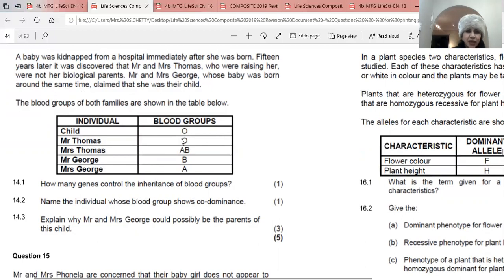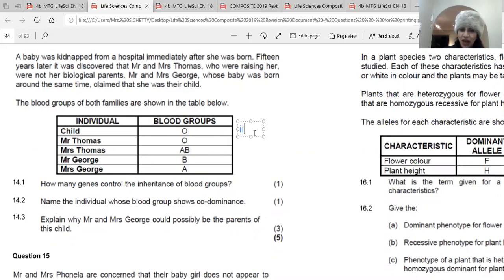Let's look at it. The baby is blood group O. If the baby is blood group O, my darlings, let's just try and write down what her genotype could be. There's only one possible genotype for being blood group O, ii. So she needed two i's. In other words, she needed one recessive allele from one parent and one recessive allele from the other parent. Are you with me? Okay.